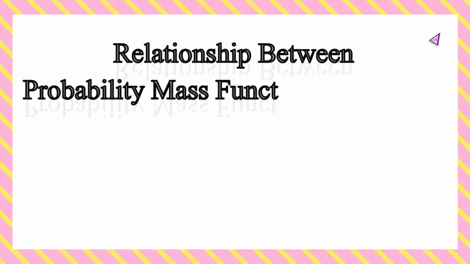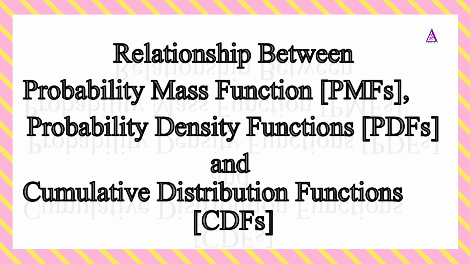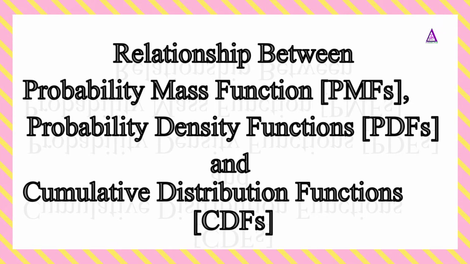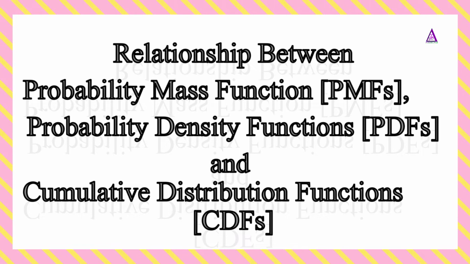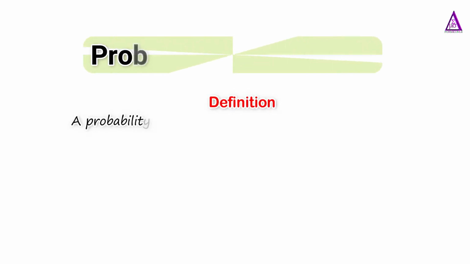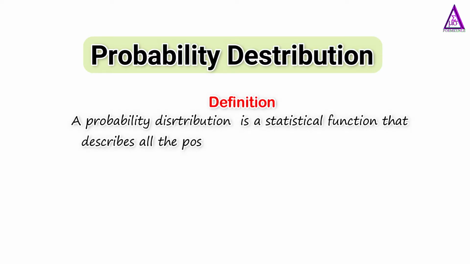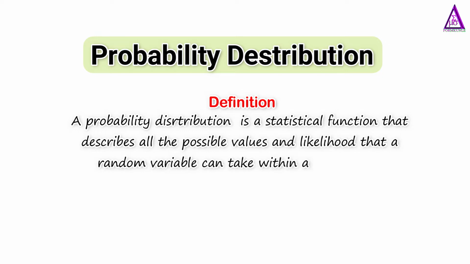Today I would like to talk about the relationship between the probability mass function (PMF), the probability density function (PDF), and the cumulative distribution function (CDF). Probability distribution, definition: a probability distribution is a statistical function that describes all the possible values and likelihood that a random variable can take within a given range.